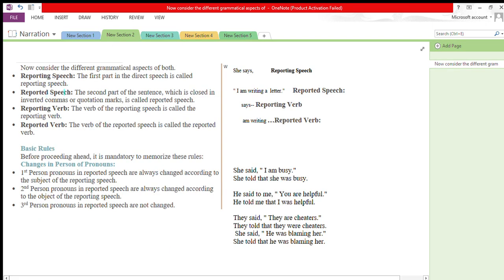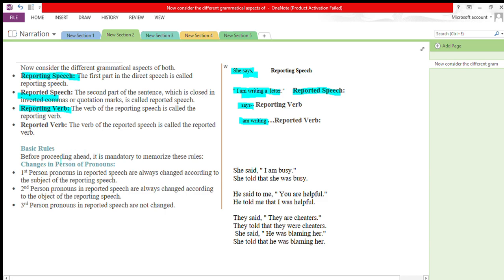Now before we go into detail, there are certain terminologies or grammatical aspects that we need to understand. What is reporting speech? The first part in the direct speech is called reporting speech: she says. And what is reported speech? The second part of the sentence, which is enclosed in inverted commas or quotation marks, is called the reported speech. Now, what is a reporting verb? The verb of the reporting speech, here says, is the reporting verb, and the verb of the reported speech, am writing, is the reported verb.